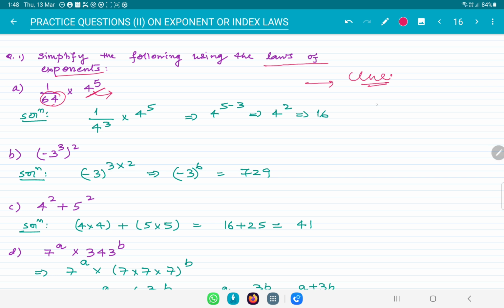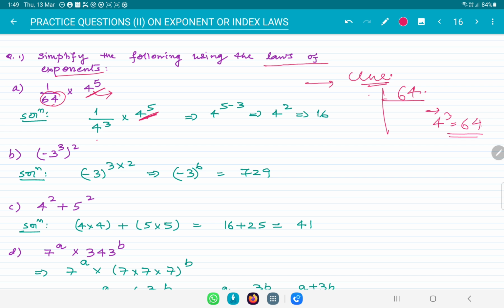As you know, in the previous video I have already explained how 64 can be written in the form of a power of 3. But if you don't know, you can simply do prime factorization. Through prime factorization, you can get which power of 4 will be equal to 64. So you will get 4 raised to the power 3 is equal to 64.